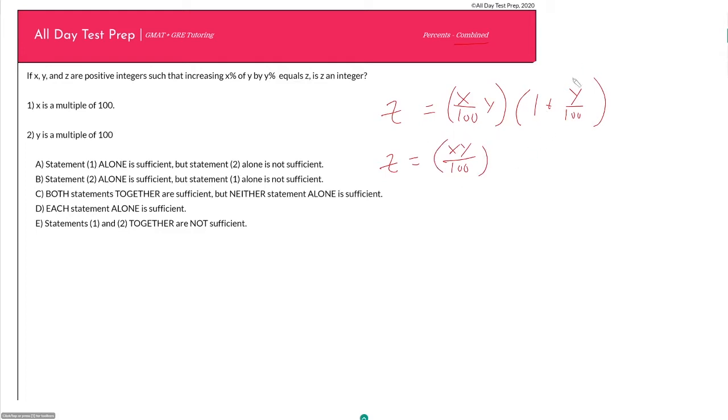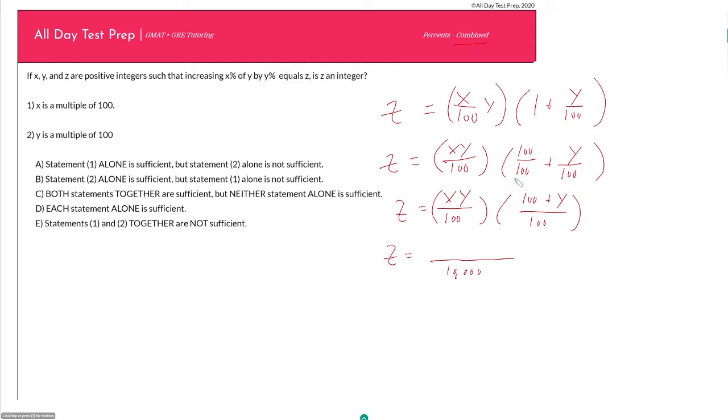And so if I want to simplify this as much as I can, maybe try and get this over just a single denominator, this term here should be 100 over 100 plus y over 100. So this should give me z is equal to xy over 100 times 100 plus y over 100. So now I can get this all over a single denominator of 100 times 100, which is just 10,000. So z is equal to, maybe I won't multiply all of this out, so this is just xy times 100 plus y over 10,000.